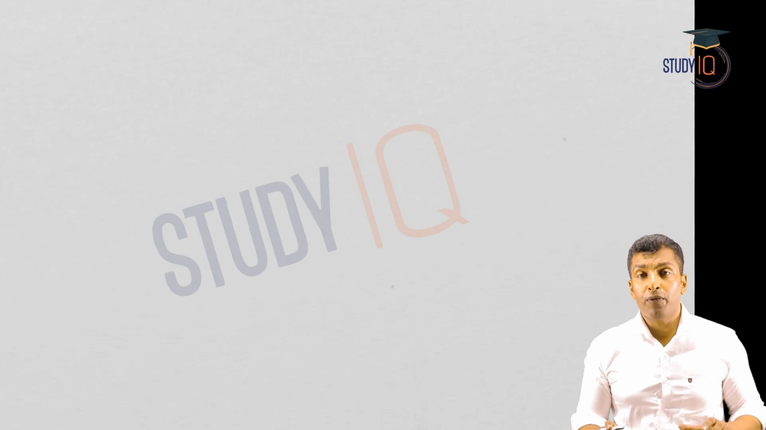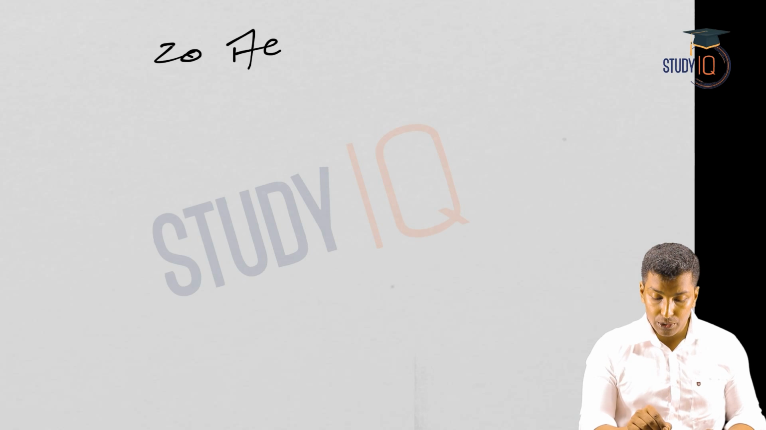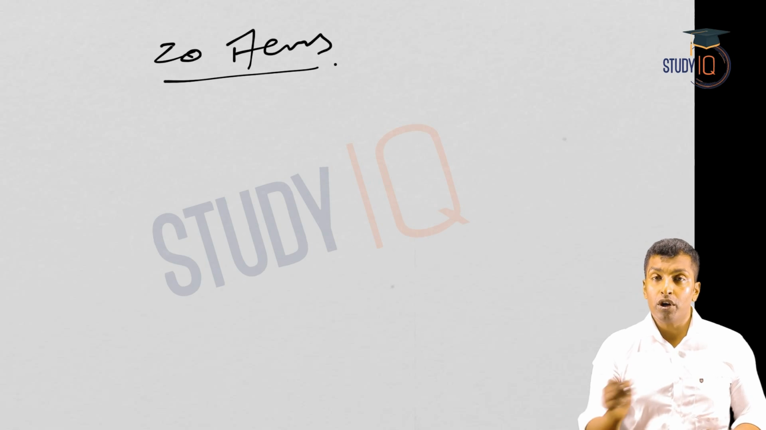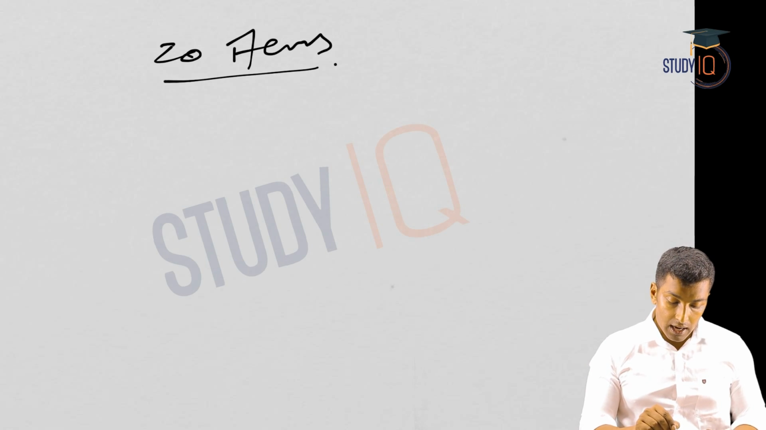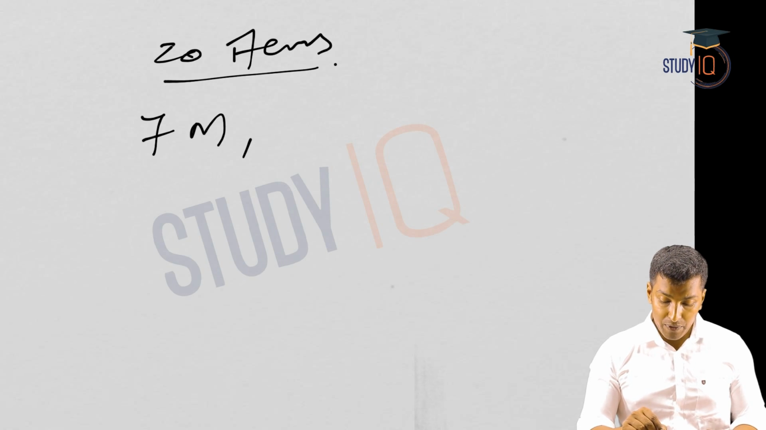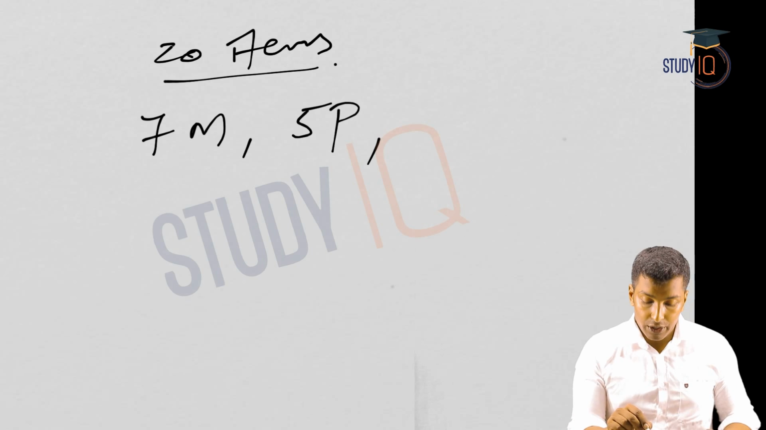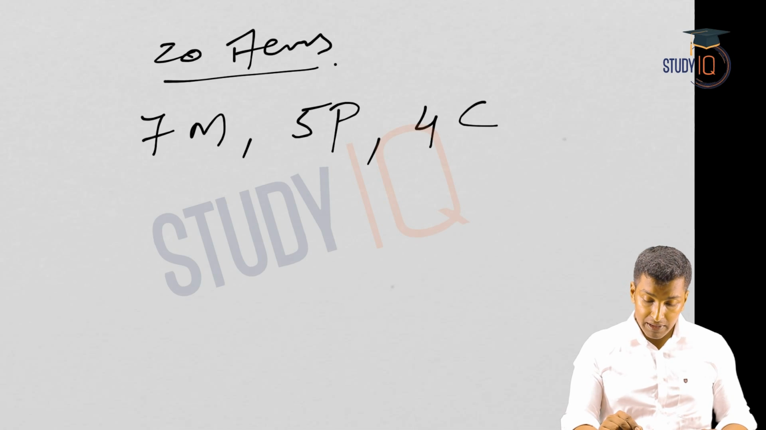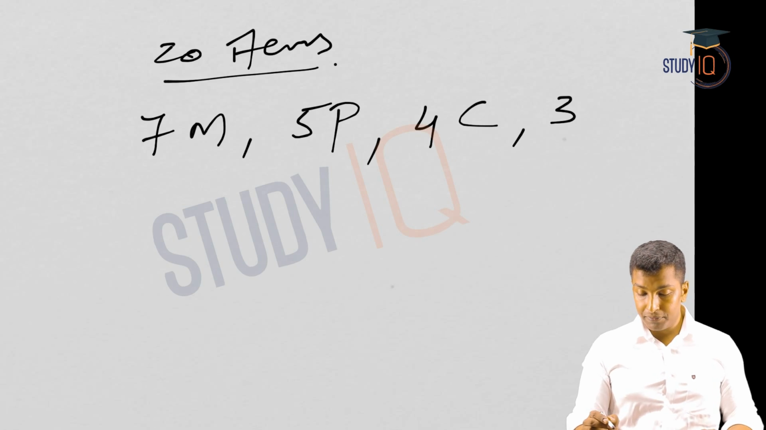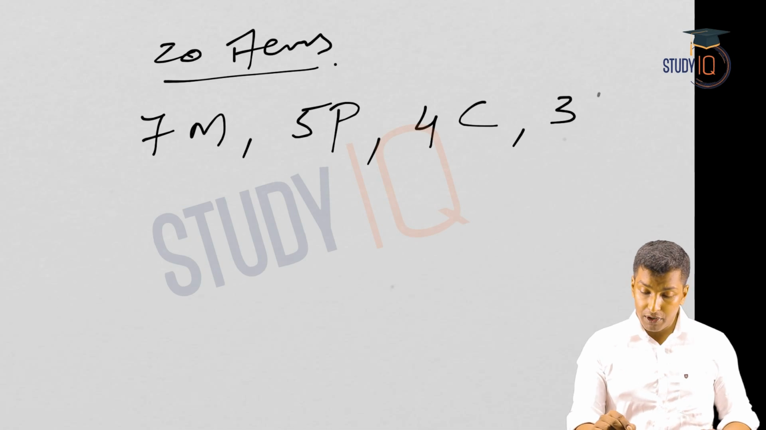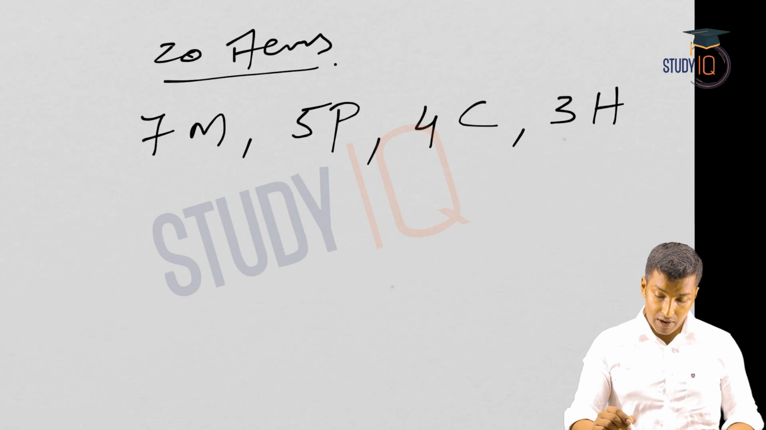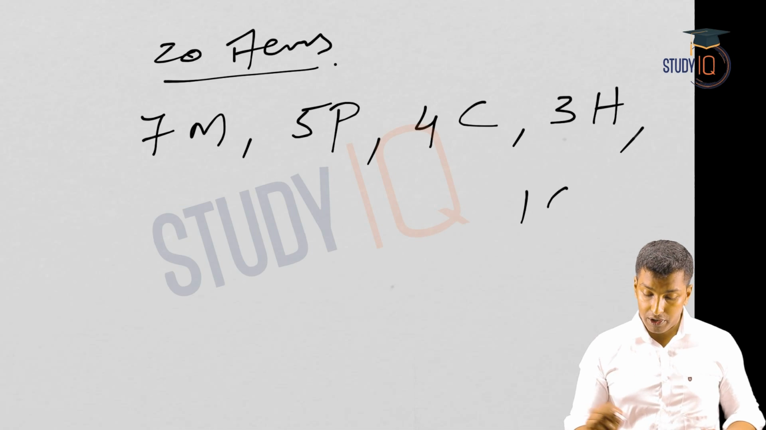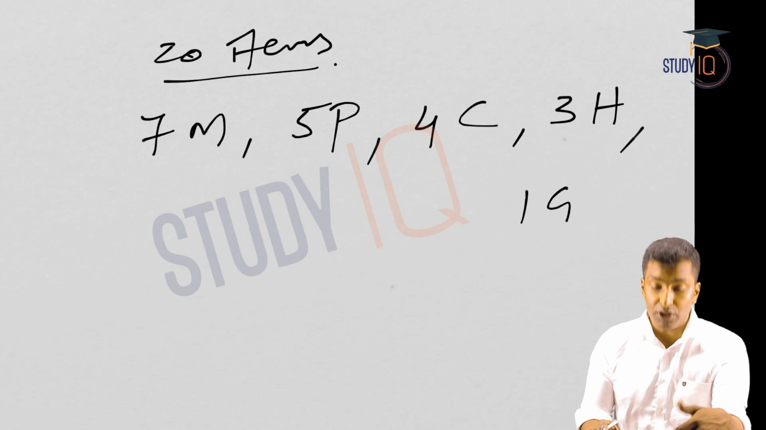If I give you a question that there are 20 items, or 20 books, you take it as 20 books. You have 7 maths books, then you have 5 physics books, you have 4 chemistry books, so 7, 5, 4 is 16. Then you have, let's say, 3 history books. Now you have 1 geography book. So these are the different types of books that you have.